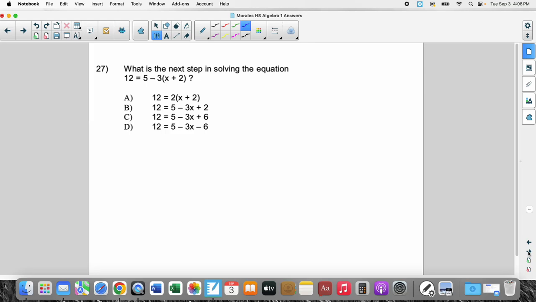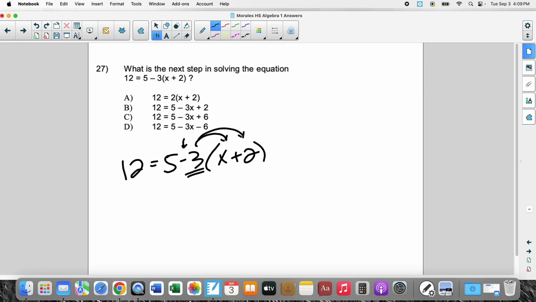Number 27. 27 says, what is the next step involving the equation? So we have 12 equals 5 minus 3 times the quantity x plus 2. We have to do multiplication, distributive property, before subtraction. Students who do 5 minus 3 are incorrect. We have to distribute that negative 3 into the x and the 2.